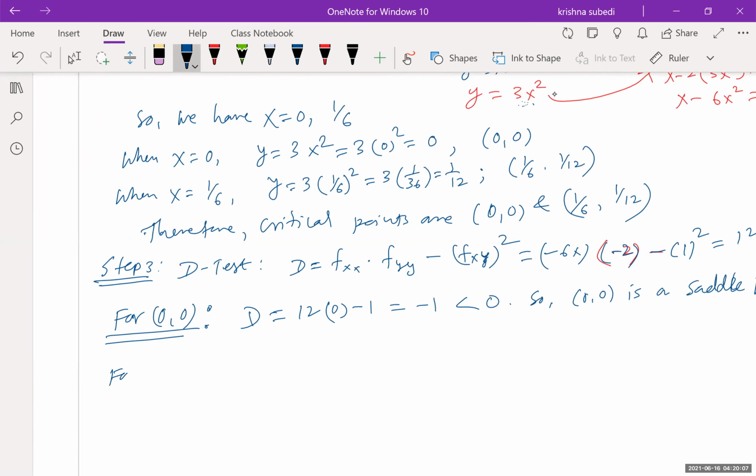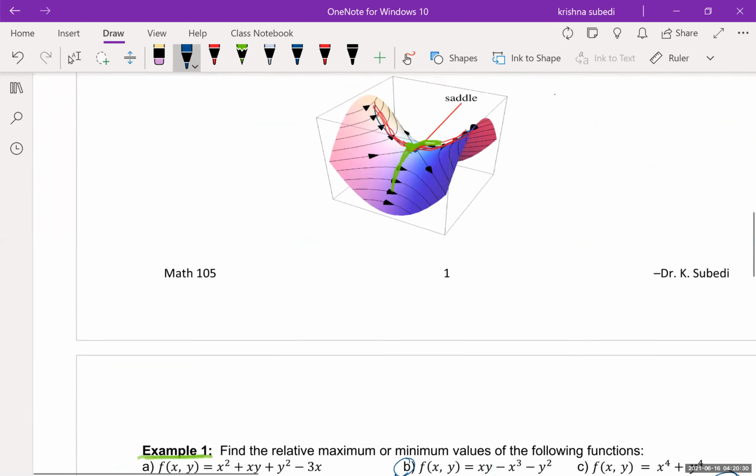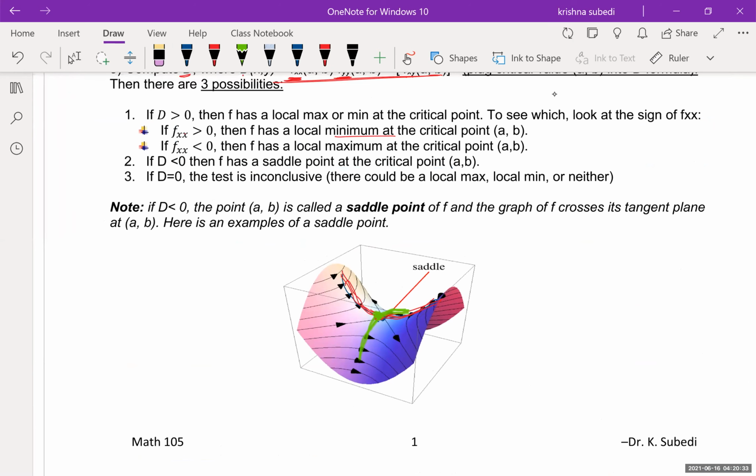Now let's test another critical point, which is (1/6, 1/12). So what happens? D equals 12 times x, which is 1/6, minus 1, which is going to give me 1, which is positive. So if D is positive, then what happens? Let me take you all the way up there. If D is positive, then two things can happen. The second derivative is positive or negative. If it is positive, then we'll have a minimum. If it is negative, we'll have a maximum.